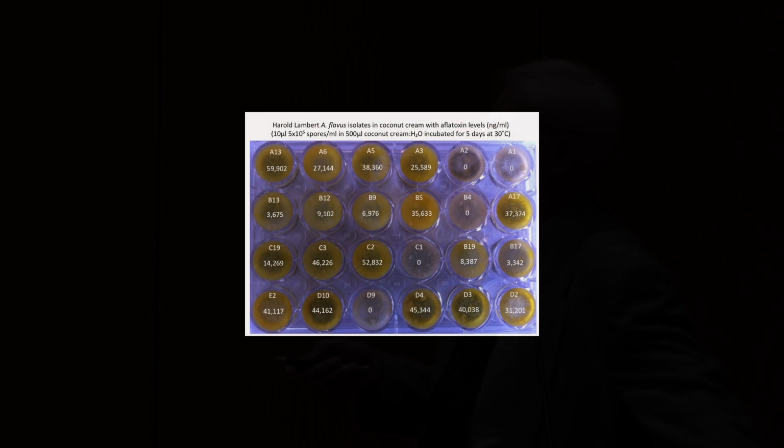Well, when we tried that, John said just mix it 1-to-1 with water, put it in the plate, put it in your fungus, and you'll get fluorescence if they make toxin, no fluorescence if they don't.